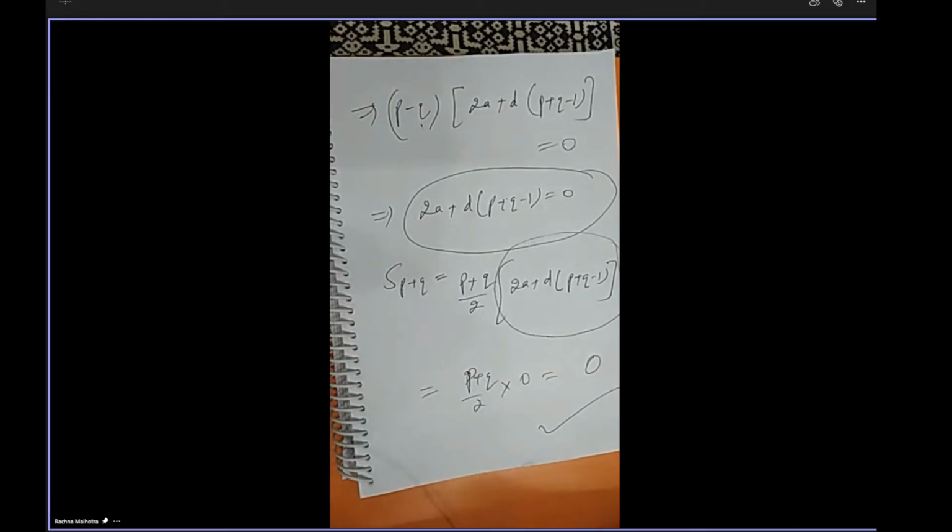Sorry, it was 10. Question 11 is homework. Now I'm writing question number 12. Soumya, please dictate question number 12.